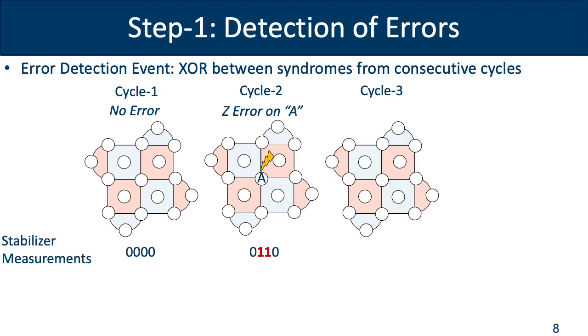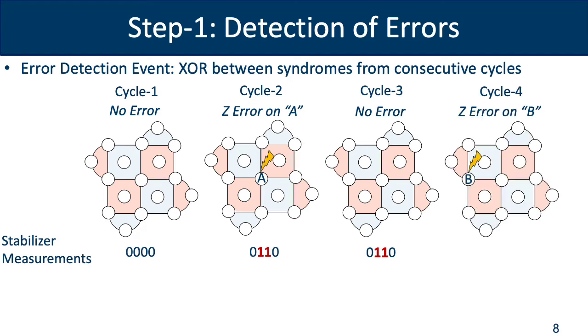Moving on to the next cycle, suppose there is no error. So we will again measure the stabilizers as 0, 1, 1, 0. And finally, let's say in the next cycle, you have a Z error on this qubit B. This will again cause its adjacent X stabilizers to flip, and reading the stabilizers produces syndrome 1, 0, 1, 0.